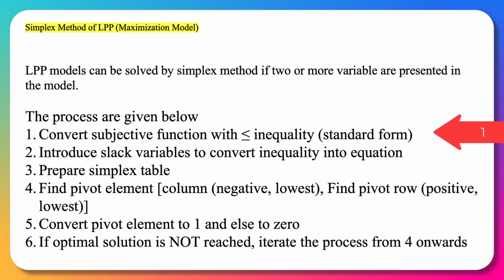The first, convert the objective function with less than or equal to inequality. Number second, introduce slack variables and convert inequality to equation. Number third, prepare simplex table. Number four, find pivot column, pivot row and pivot element. Number fifth, convert pivot element to 1 and else to 0. And number 6, if optimal solution is not achieved, iterate the process from 4 onwards.